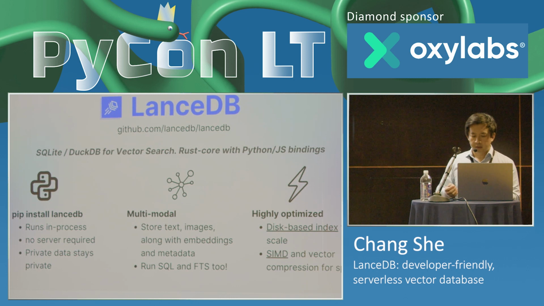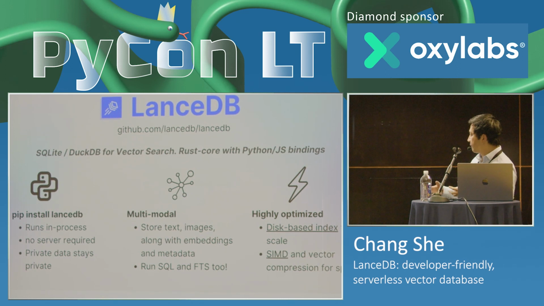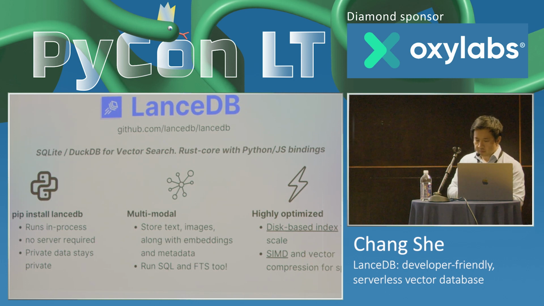I just added a full text search index to LanceDB. You can also run OLAP SQL queries on top of that data and filter that data in conjunction with your vector search and full text search. And the SQL support is done right now through DuckDB.